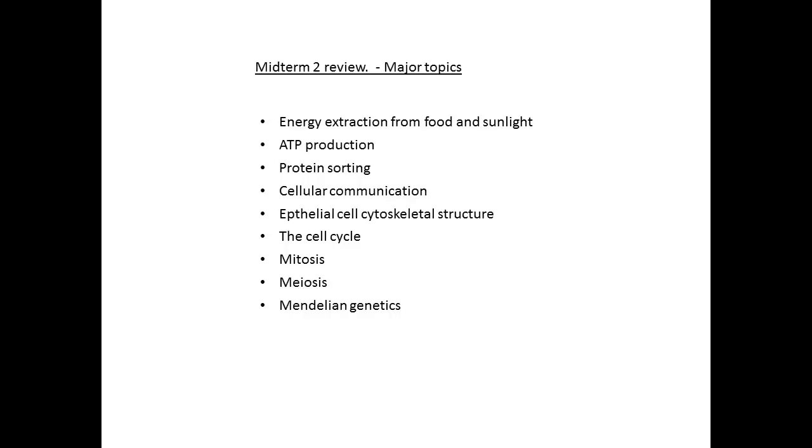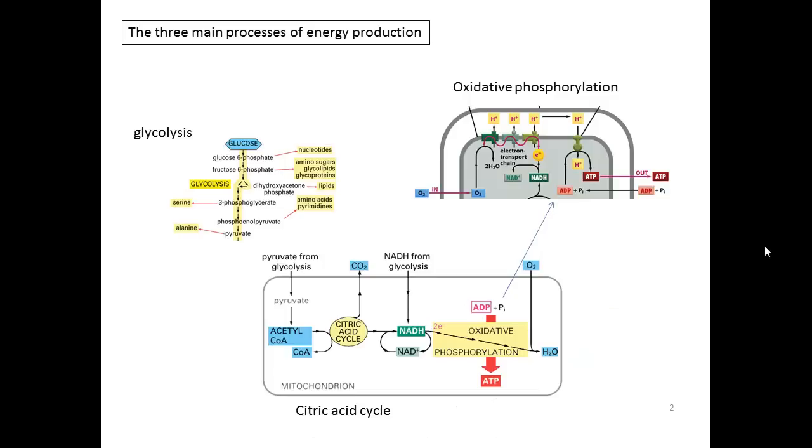I list here on this slide some of the major topics that we've covered this portion of the course. And since these are the major topics, you might expect them to be represented at a high rate on the questions that are worth more points on the test. In the first lectures, this portion, we talked about extraction of energy from food. We talked about how there are three main components of this: glycolysis, which is breaking down glucose into pyruvate; the citric acid cycle, which is converting acetyl-CoA into high-energy electrons in NADH; and then the third process, which was in the second lecture, was oxidative phosphorylation, how these high-energy electrons are converted into ATP.